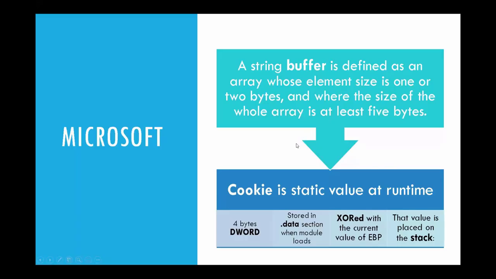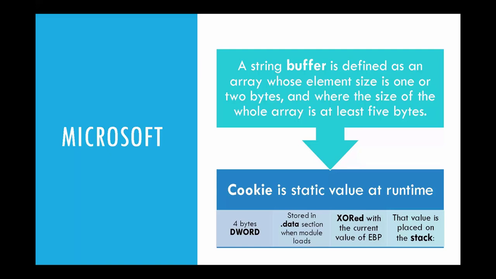How does Microsoft deal with that? Well, they provide a definition of the buffer being an array whose element is size 1 or 2 bytes, and where the size of the whole array is at least 5 bytes. Well, why is that important exactly? Well, it can come into play with variable reordering. But I think we probably understand the gist of it. So that's what's defined as a buffer.